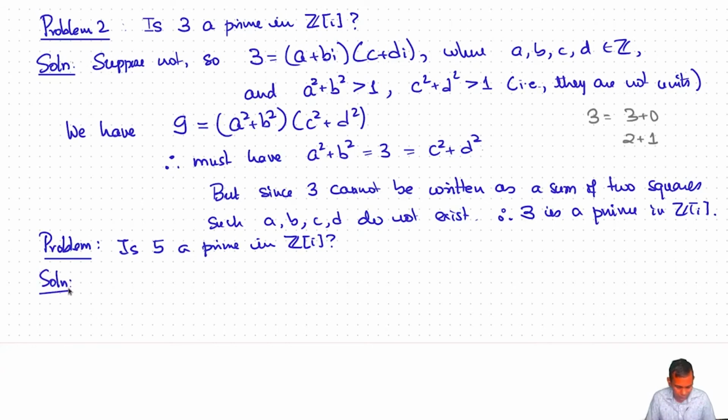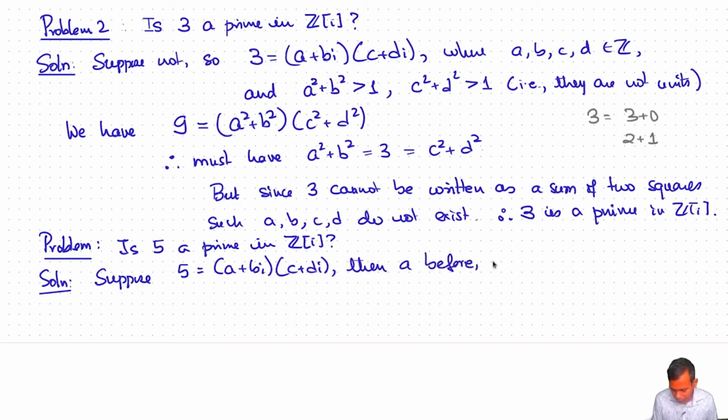So here's the solution. Suppose not, so again we'll proceed exactly as before. So suppose 5 were of the form (a plus bi) times (c plus di), then we would have, as before, a squared plus b squared equal to 5, and that's also c squared plus d squared. Okay, just the same calculation as before, I just changed 3 to 5.